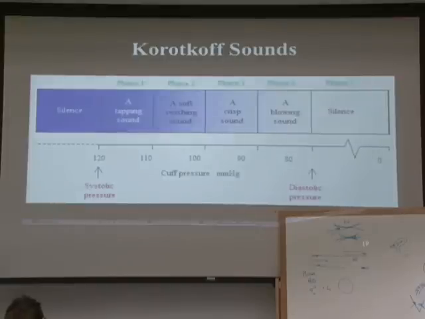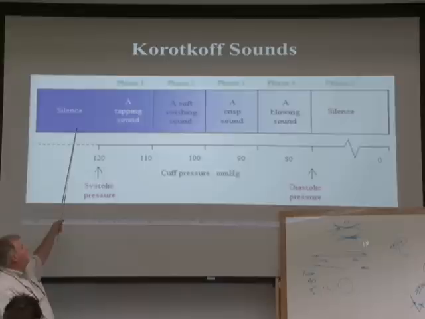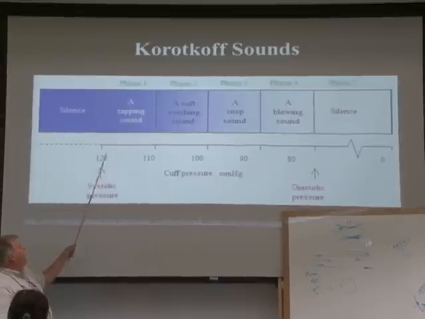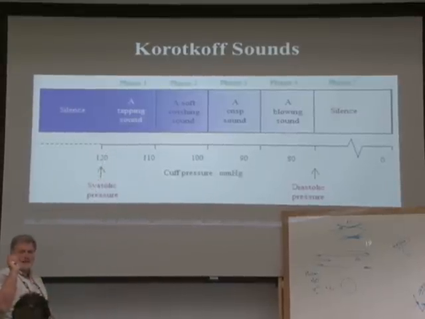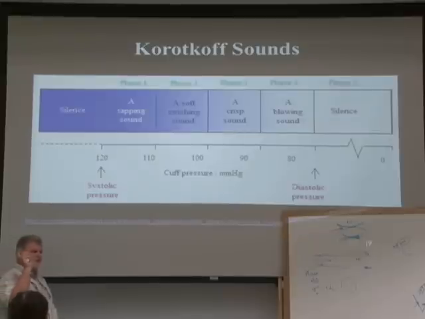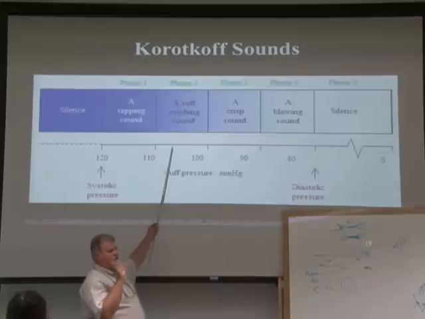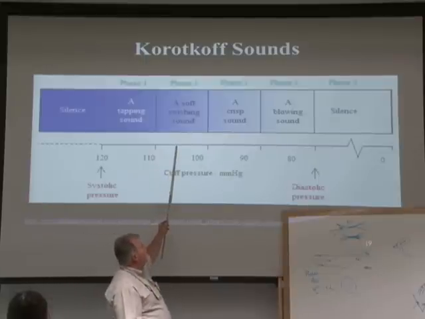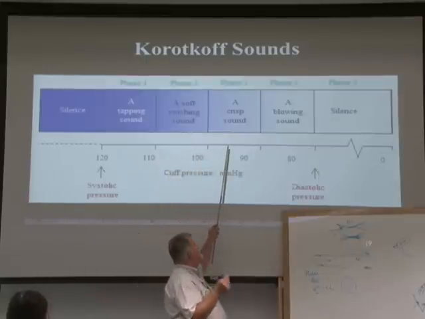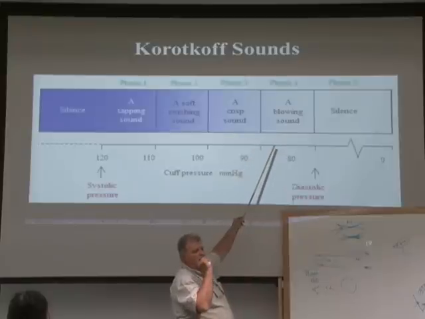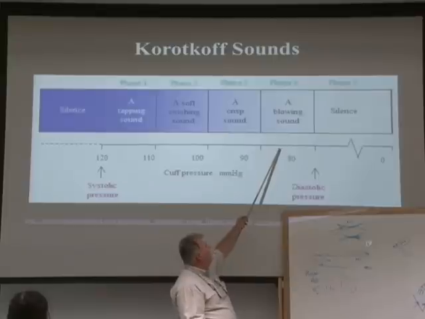The way it occurs then is you have silence because you've shut blood flow off. Then you go through a series of sounds. The first sound in systole is going to sound more like a tapping sound. And then it becomes more of a swish, an elongated sound. And then it becomes kind of a crisp sound. And then more of a subtle blowing sound, which would be the last one, which would be diastolic pressure.